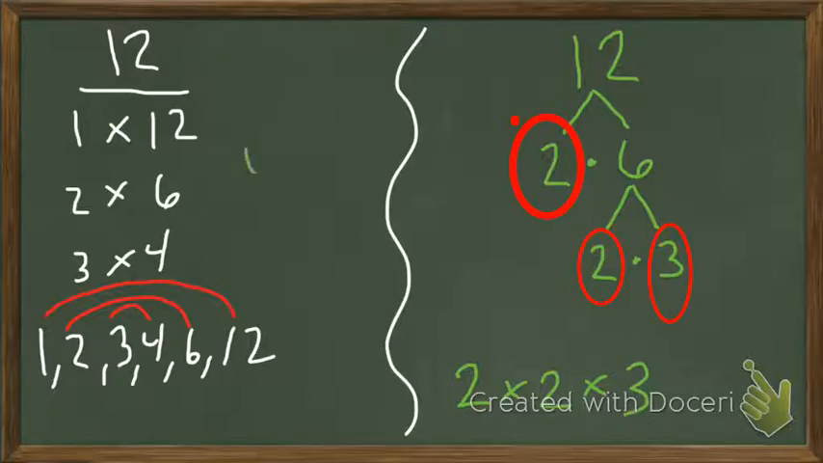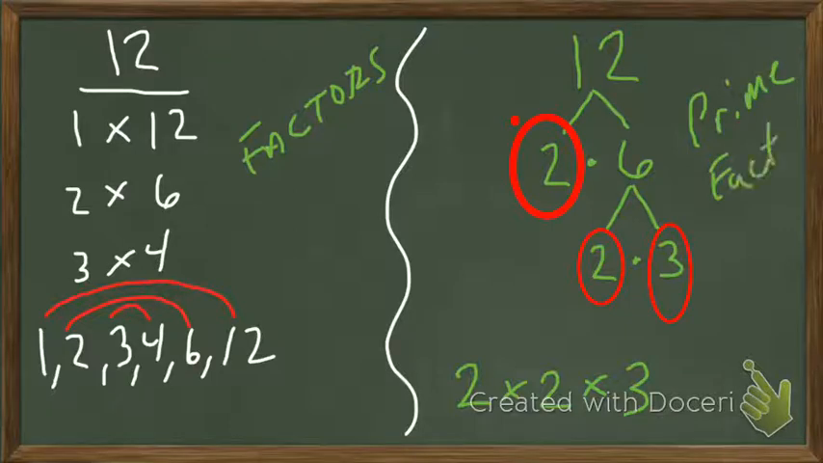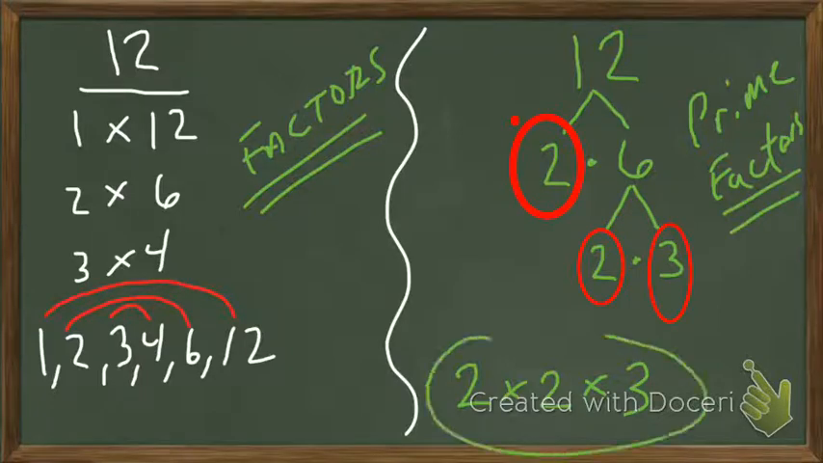So the one on the left, these are the factors of 12. And the one on the right, these are the prime factors of 12. It's easy to get confused because they hear the word factors and they want to do the left side to the right. Sometimes they want to do the right to the left. So when it says in their test, find the factors, we're looking for all the numbers that go into that number. When it says find the prime factors, we're looking for just the prime numbers.